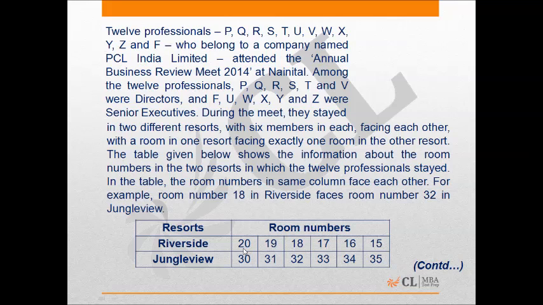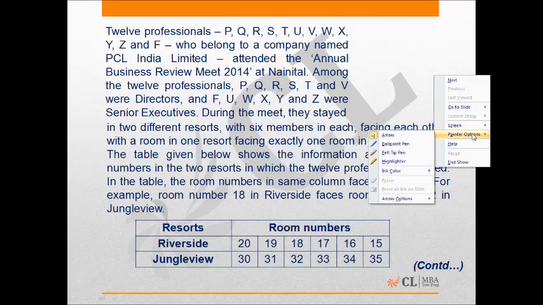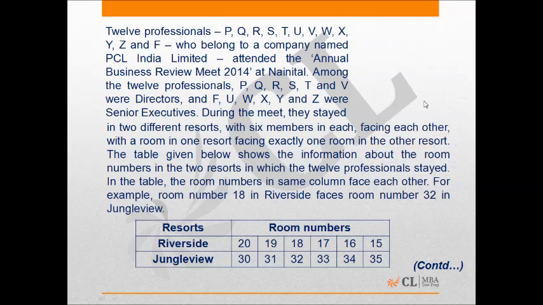The room numbers are mentioned below: 20, 19, 18, 17, 16 and 15 for Riverside, and 30, 31, 32, 33, 34 and 35 for Jungle View. It is also mentioned that of these 12 professionals, 6 were directors, which are P, Q, R, S, T and V, and the remaining 6, that is F, U, W, X, Y and Z, were senior executives. During the meet, they stayed in two different resorts, with some conditions given in the question.